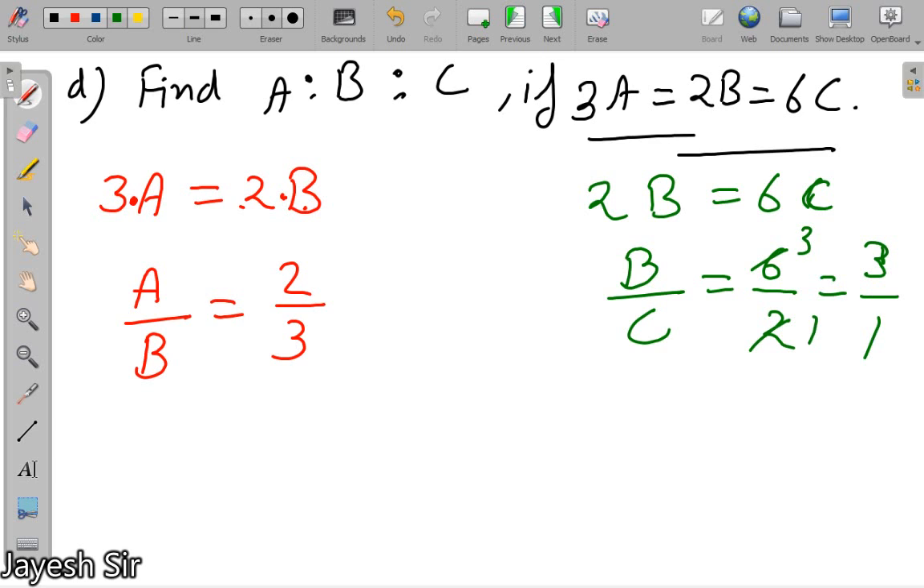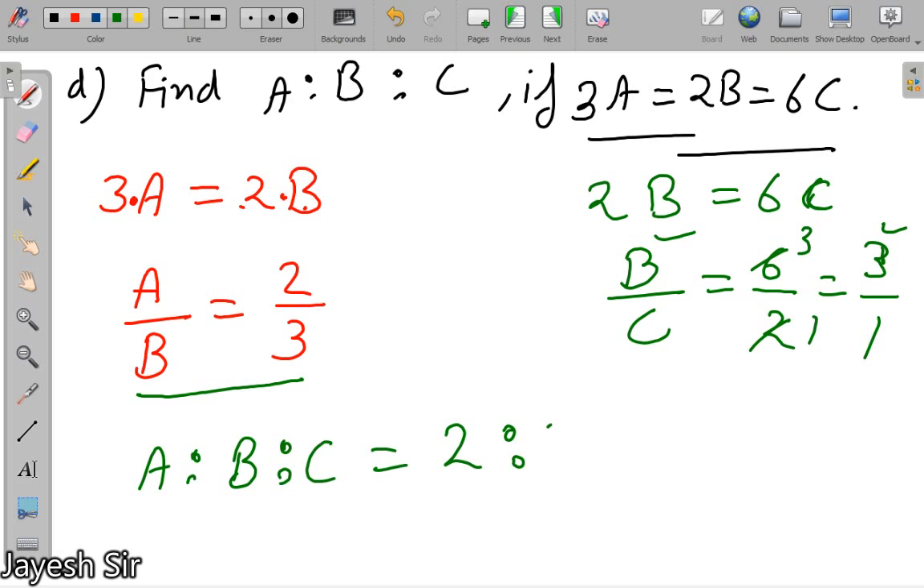Now it is quite easy. The numbers opposite to B for both the ratios become equal by themselves. So A ratio B ratio C can be said as 2, number opposite to A, 3, number opposite to B, and 1, number opposite to C.